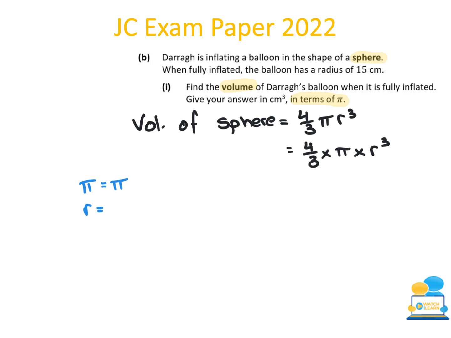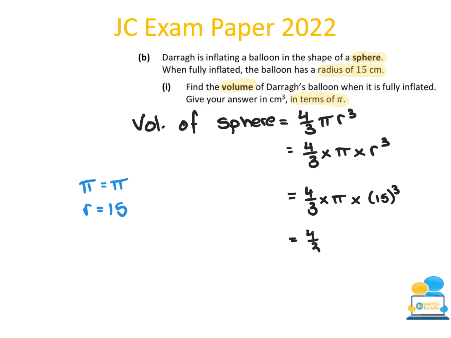The question also told me that when the balloon is fully inflated, it will have a radius of 15 centimetres. So the radius of my sphere is equal to 15 centimetres. Now I can input those values into my formula. So it's 4 over 3 multiplied by pi, which we're going to ignore because we want to give our answer in terms of pi, multiplied by 15 to the power of 3. So again, you can use your calculator there to work out what 15 to the power of 3 is.